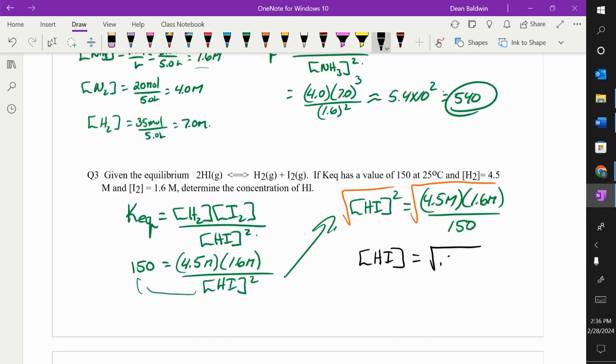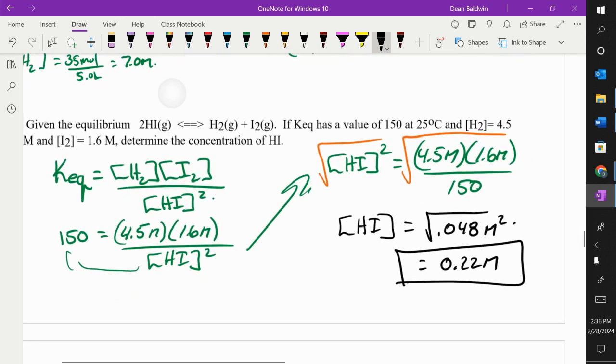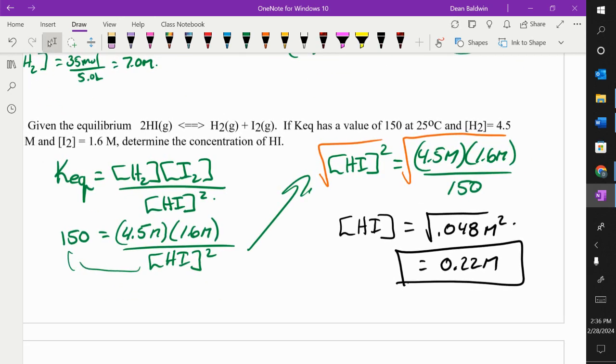I think that's the square root of 0.048 something. And the units even work out. Is that it? I'm sorry? Is that what we got? Yeah, we're good? Okay.